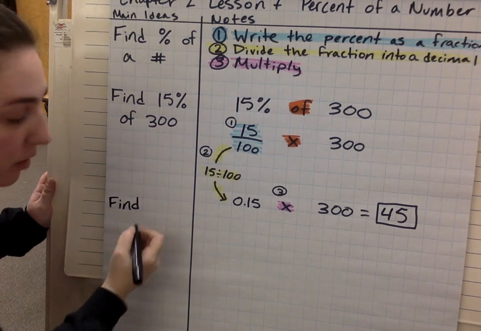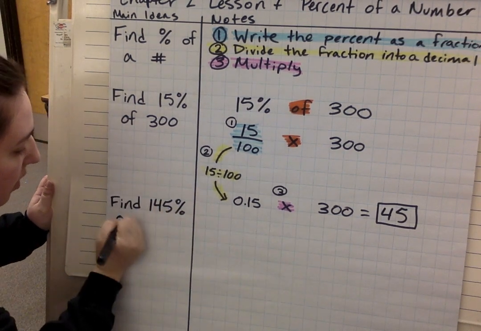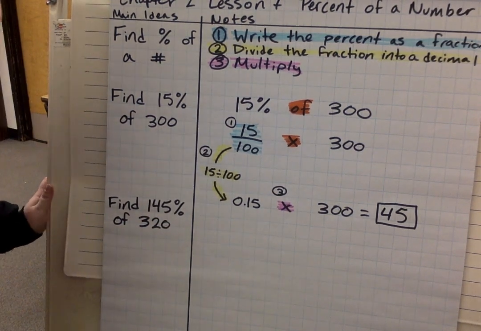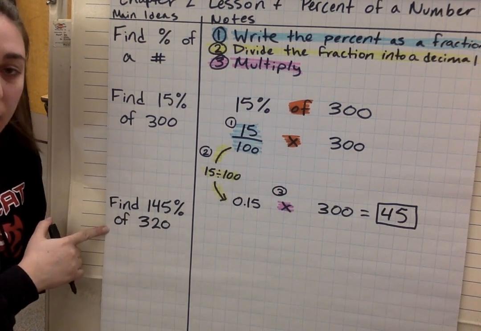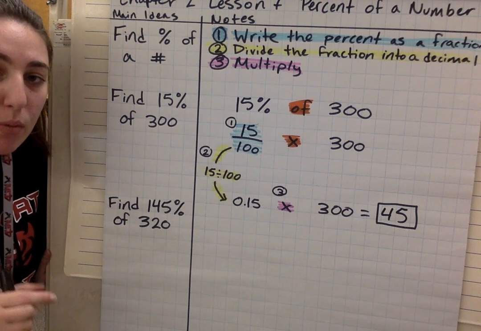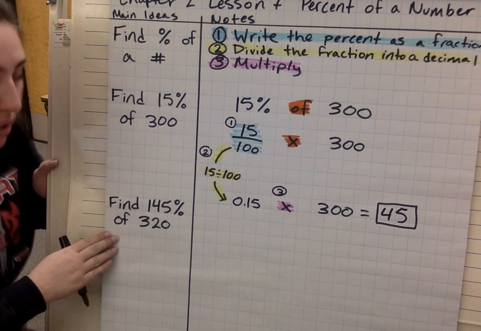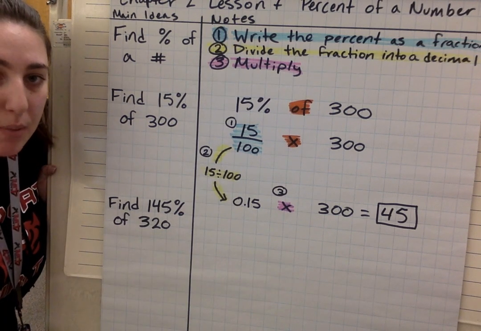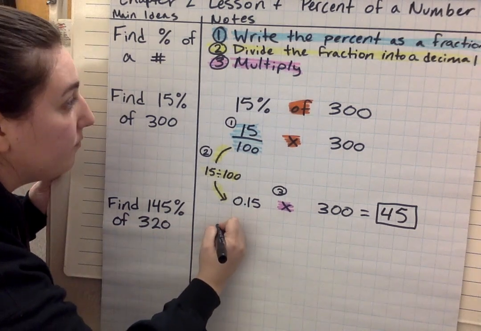We're going to find 145% of 320. Okay, so this problem is using a percent that's over 100%. So that's why it's a little more difficult. When using a percent over 100%, we're just following the same exact steps. First, we're going to rewrite the problem over here.